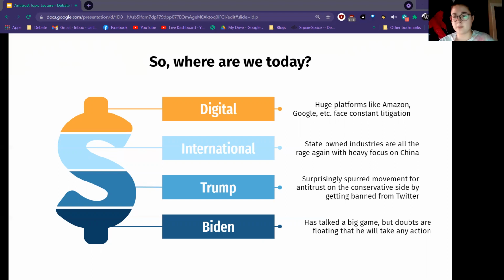Like, for example, from 2017 to 2018, there were 0 newly opened monopolization investigations by the Department of Justice, which is the longest span of inattention in 50 years. So, like, he really didn't care despite as much as he talked about it.